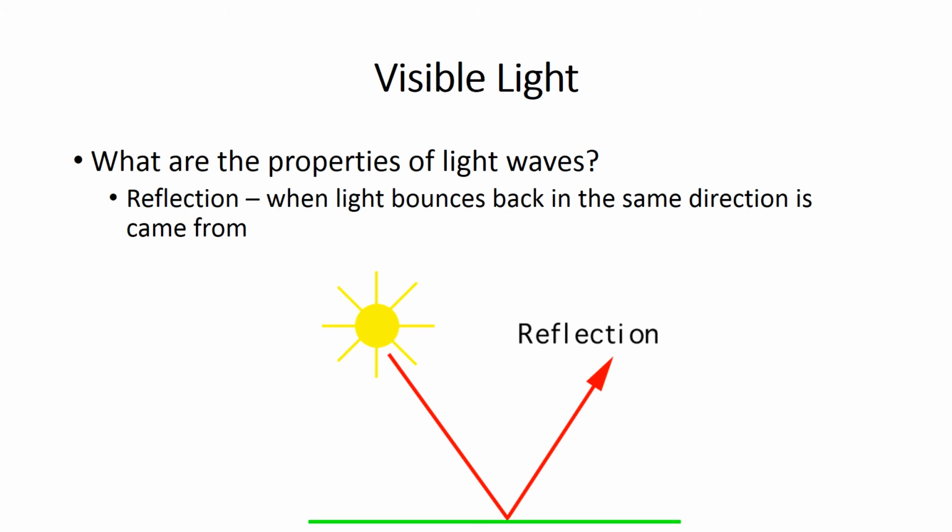Now we're going to start to focus a little bit more on the form of electromagnetic radiation that we can actually see, which is visible light. And we're going to talk about the different properties of our light waves. The first one being reflection. This is when light bounces back in the same direction that it came from. And that's what we see here. We see the light coming down from the sun and bouncing back at the same angle.